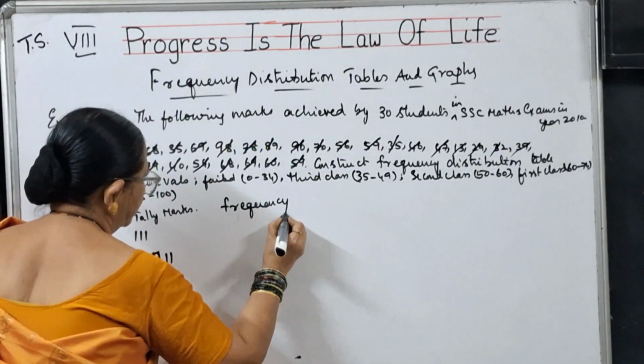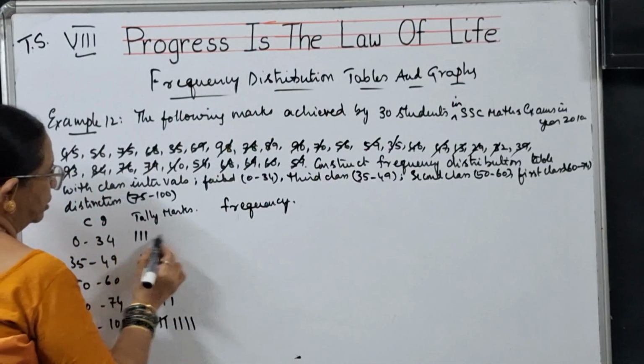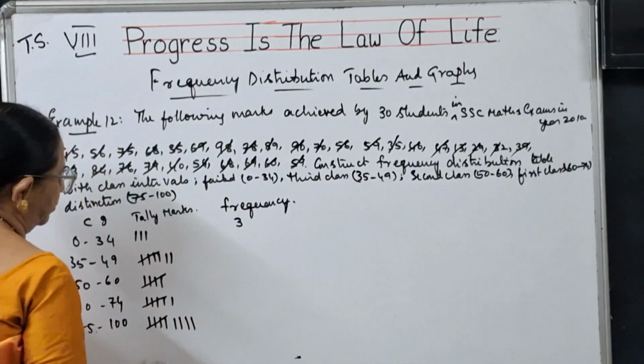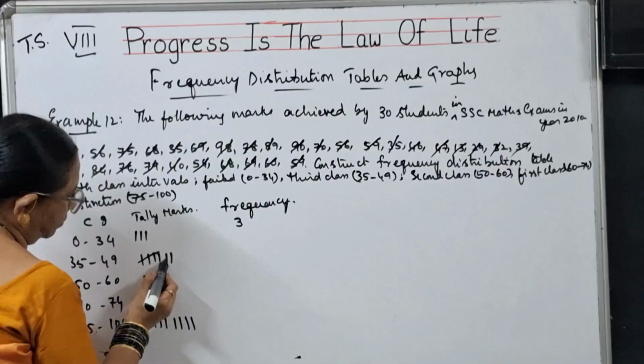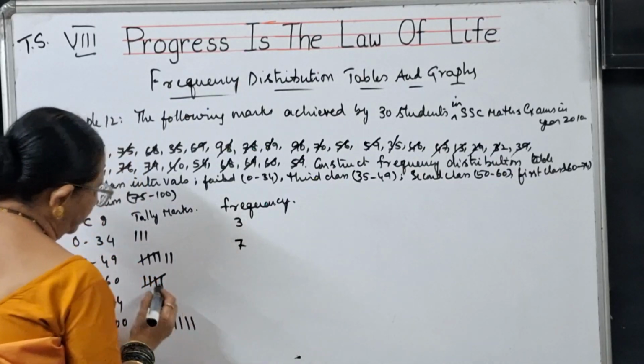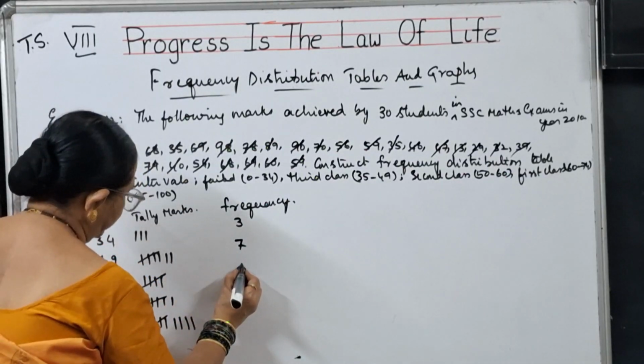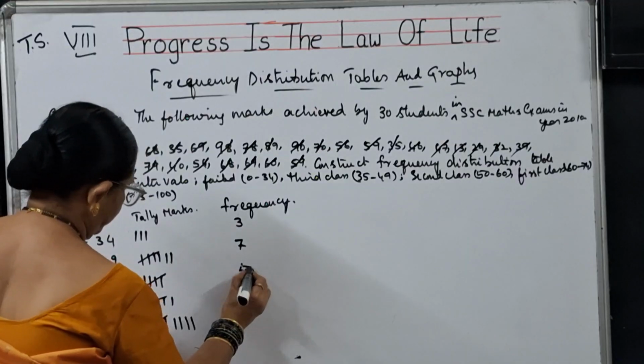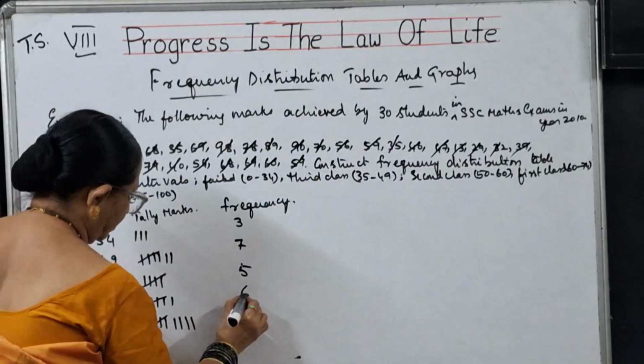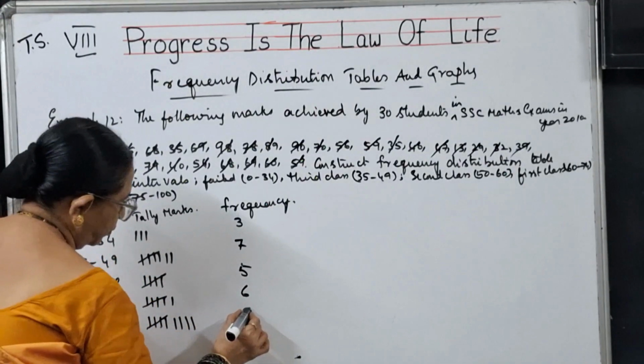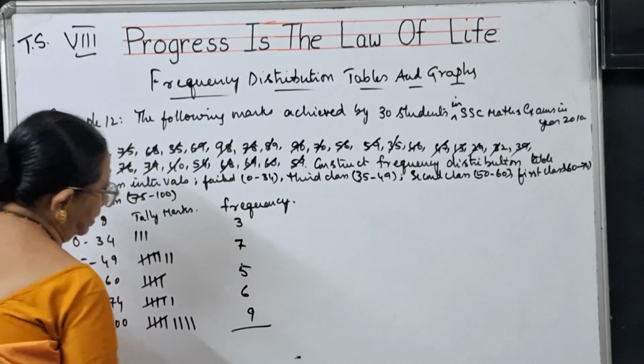How do you write frequency? Just count and write 1, 2, 3. 3 is the frequency. This is a bunch of 5, 6, 7 is the frequency. This is 5 is the frequency. And this is 5, 6 is the frequency. 5, 4, 9. Now you add, children.